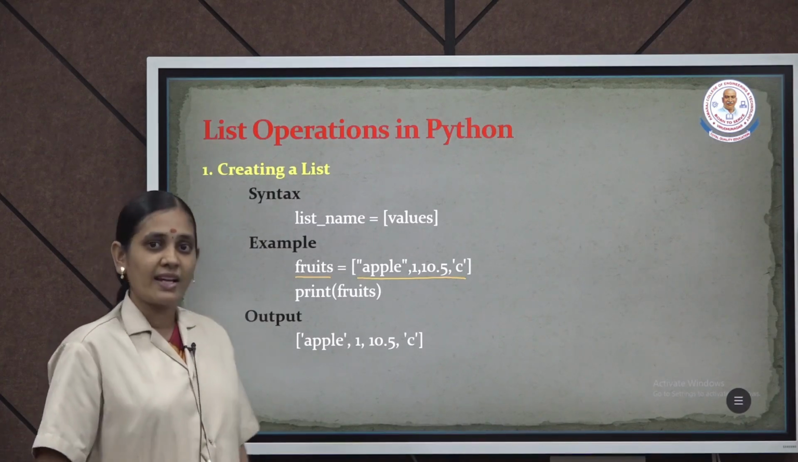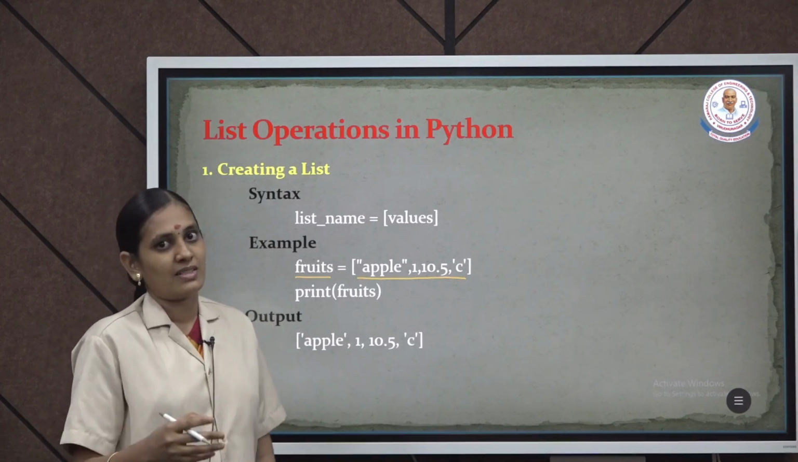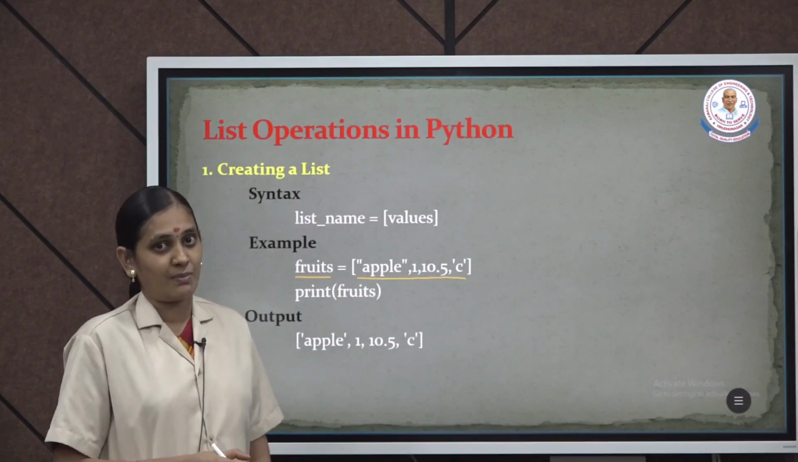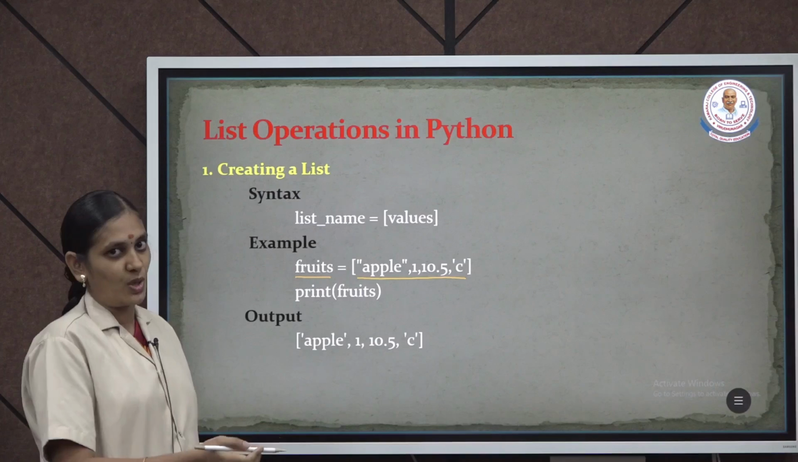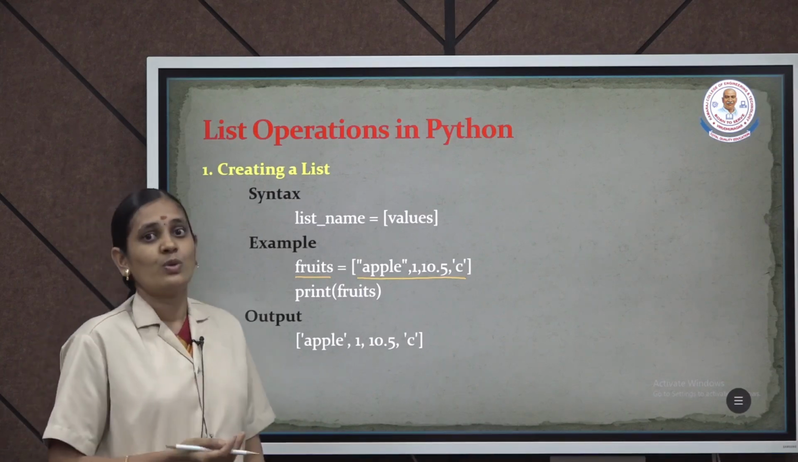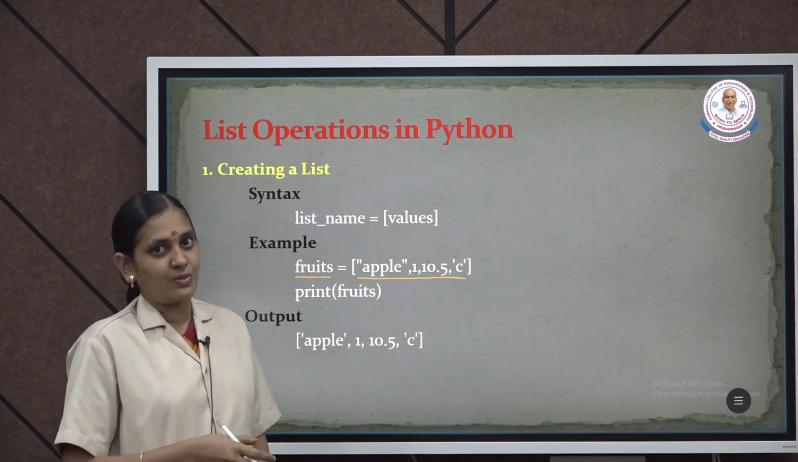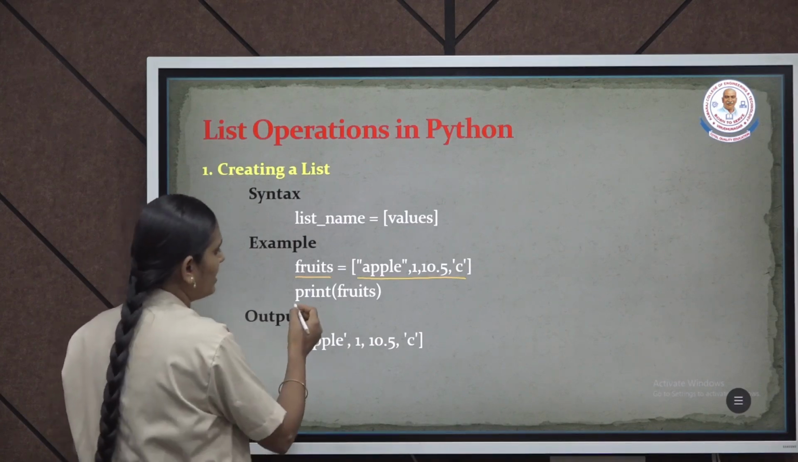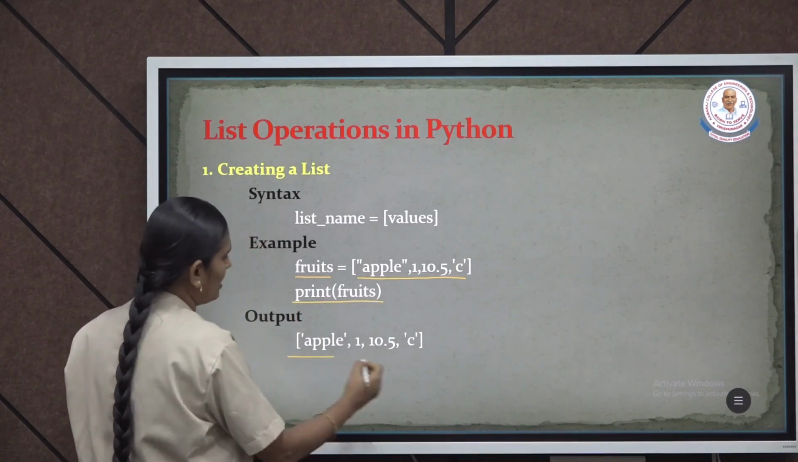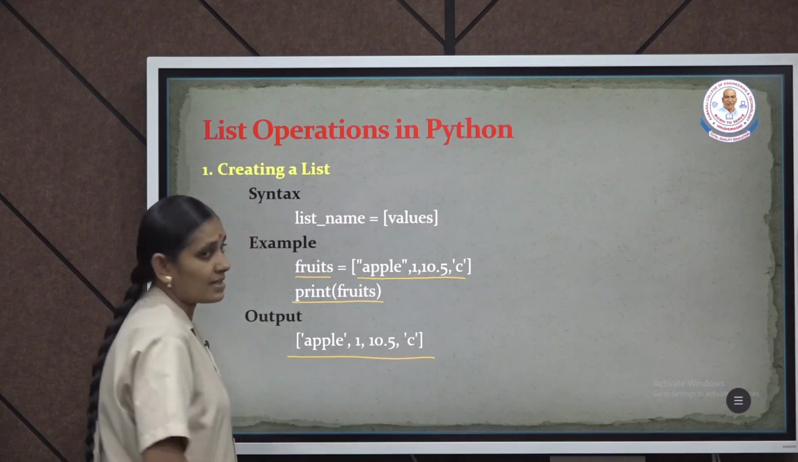In an array also we can store different elements, but they should be of the same data type. But in list, tuples and sets, we can store different data types in sequence order, and every element has to be accessed using the index value. And here I have printed the list. So this is the output for the list. The entire list is displayed here.